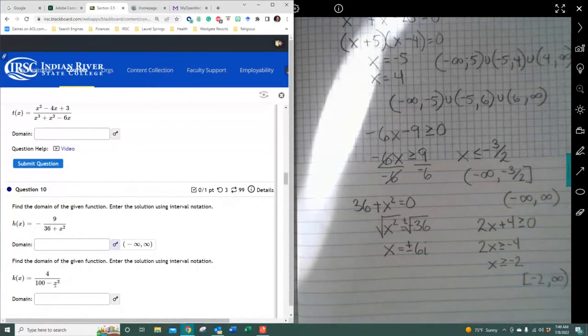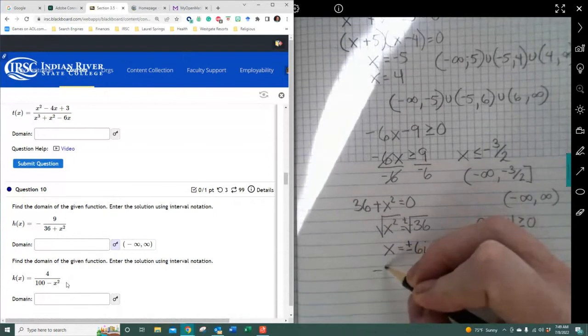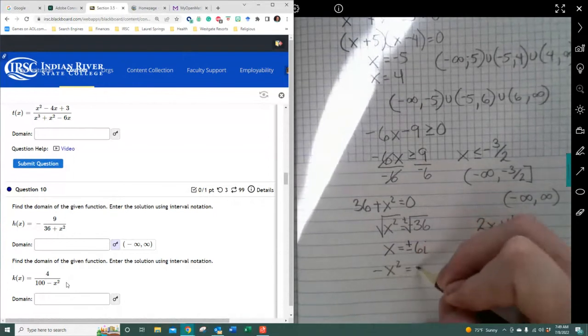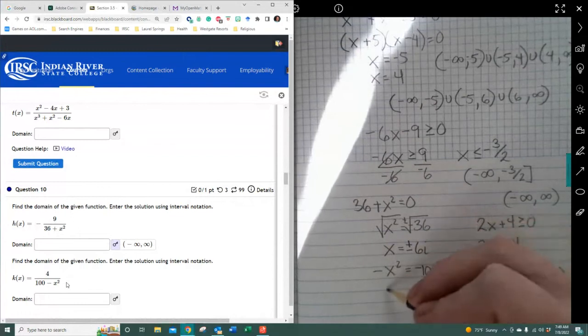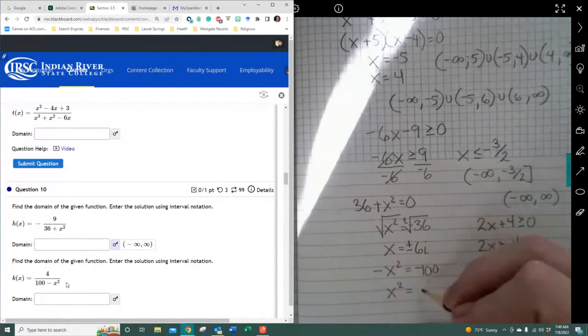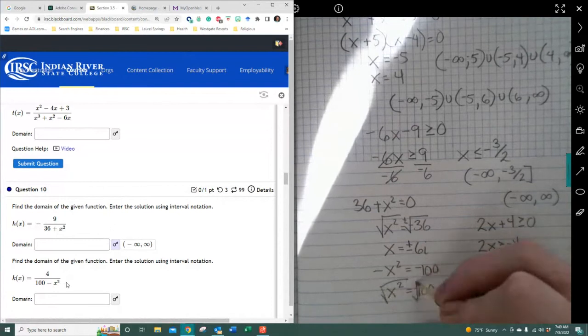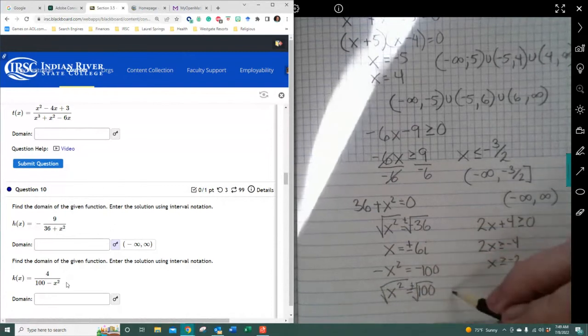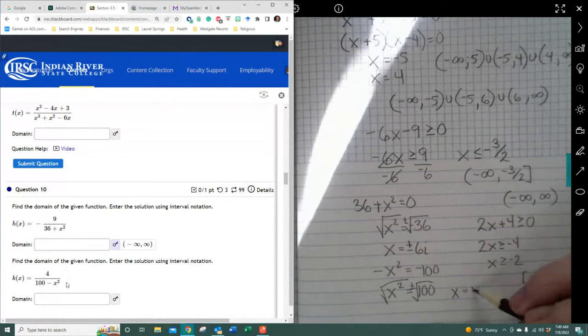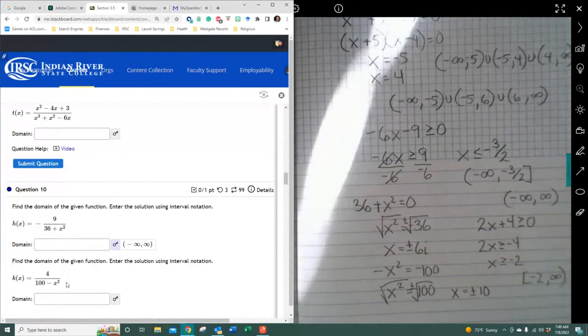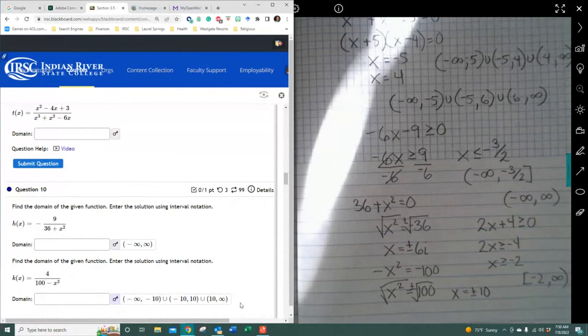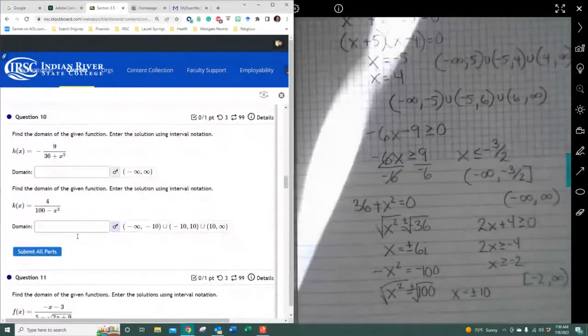But when it comes down to something like this, then you should be concerned, because that one, watch this, it goes like this. You divide both sides by negative, and then you square root, and then you get plus or minus 10. So x is equal to plus or minus 10. So you'd have to jump over those two values, and they're right here. Okay, so yeah, recognize that. They put it in the same question for a reason.